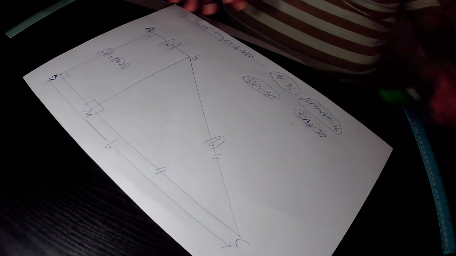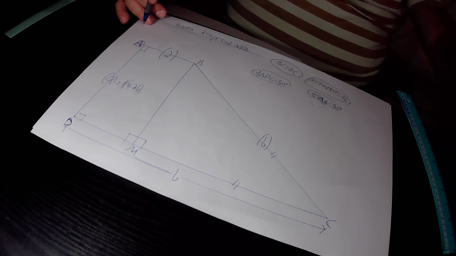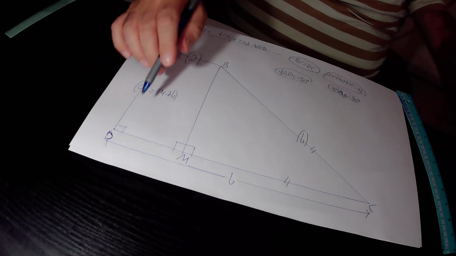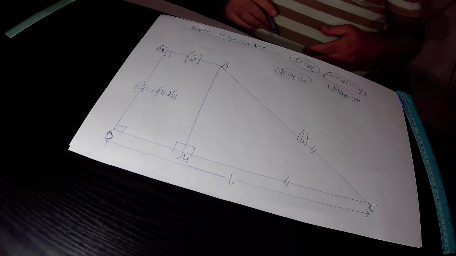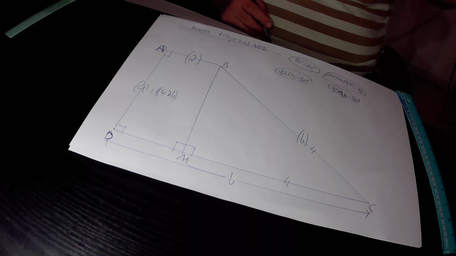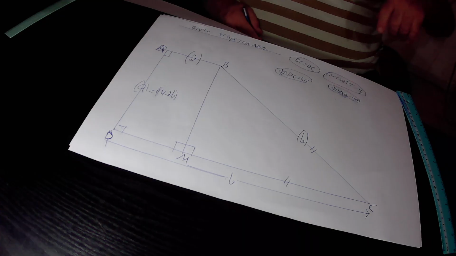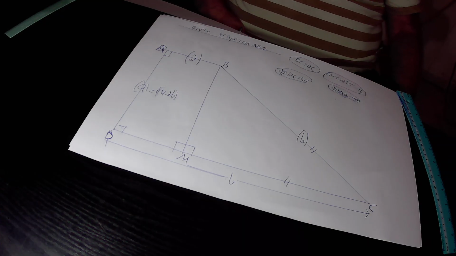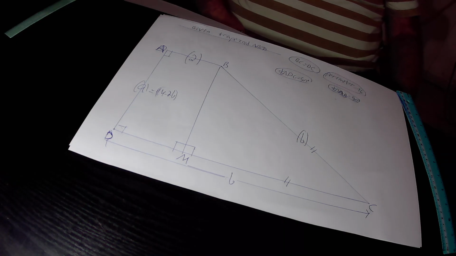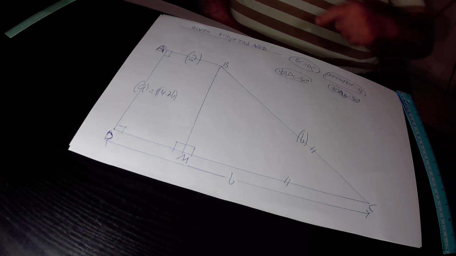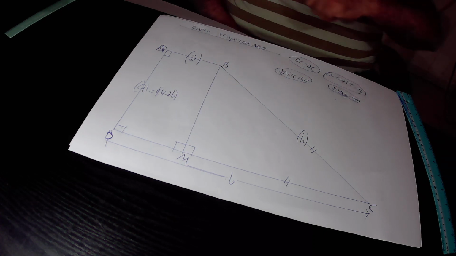By doing this construction, we get quadrilateral ABMD. Inside this quadrilateral ABMD, we have 1, 2, 3 right angles. The sum of 3 right angles is 270 degrees, so 270 degrees plus the size of this fourth missing angle, in total, they must be equal to 360 degrees according to the rule that says that the sum of the angles in any quadrilateral is equal to 360 degrees. Therefore, this fourth missing angle must be equal to 90 degrees in size.